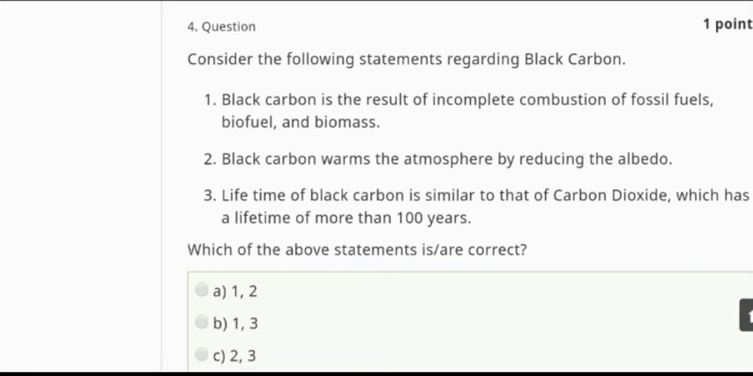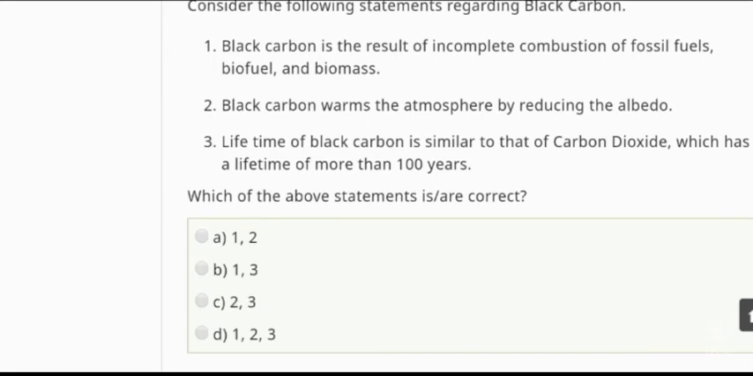Now third is, lifetime of black carbon is similar to that of carbon dioxide, which has a lifetime of more than 100 years. So you see, carbon dioxide truly has a lifetime of more than 100 years, but you should learn that lifetime of black carbon is not 100 years. It is just a few days or weeks. This you have to learn, you cannot guess it. So the second option you can also guess if you know that black and white rule. So first and second options are correct, not the third one. The third one you have to learn, that lifetime of black carbon is just days or weeks.